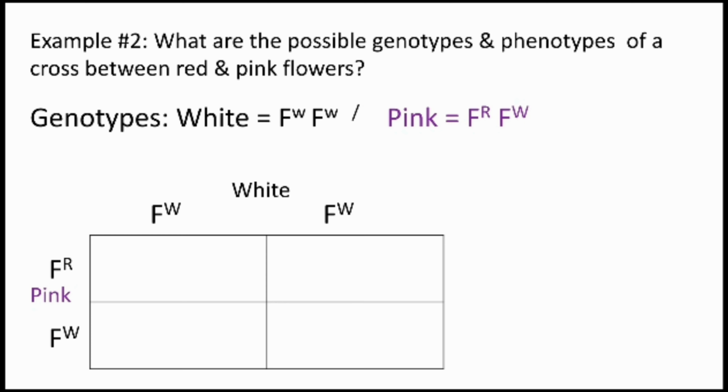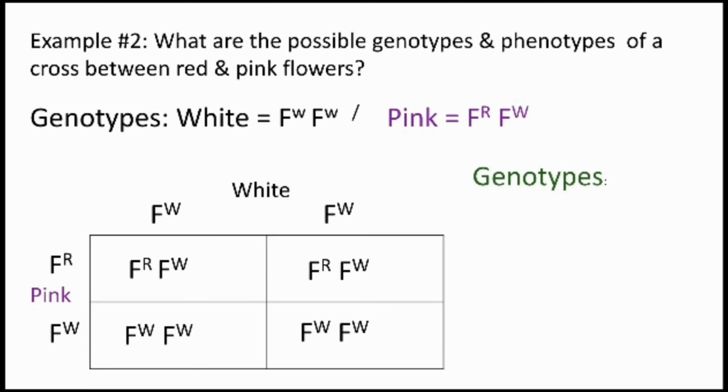For our first offspring, its genotype is FR FW. Then for our second offspring, its genotype is FR FW. Then for our third one, its genotype is FW FW. Then for our fourth one, its genotype is FW FW.